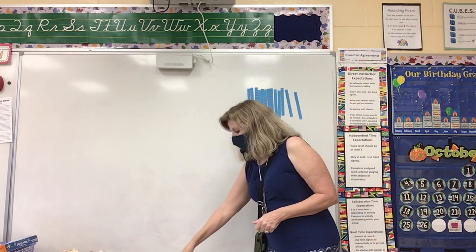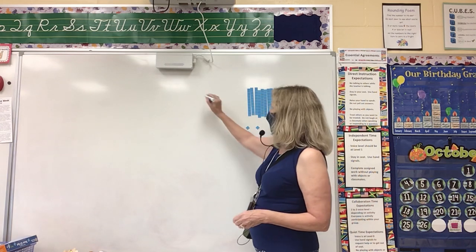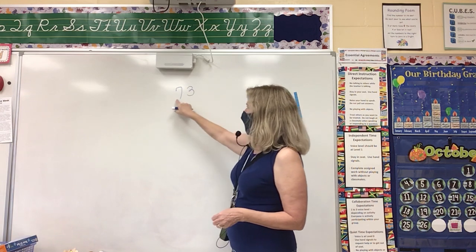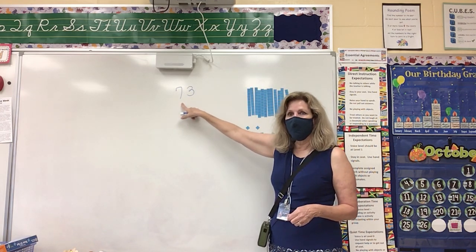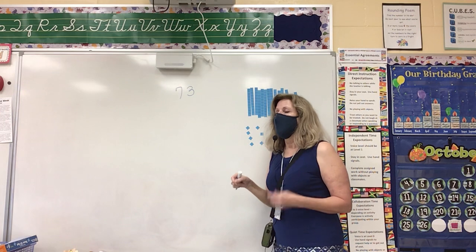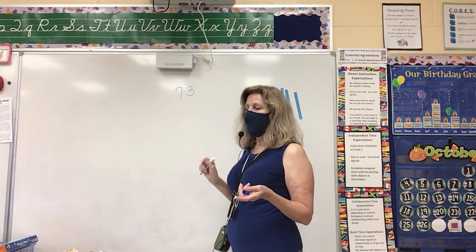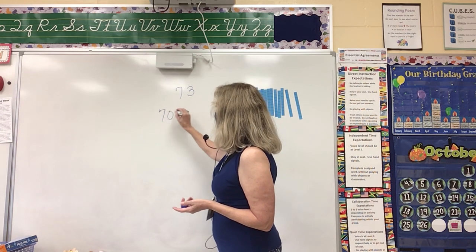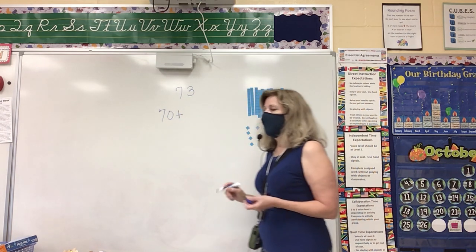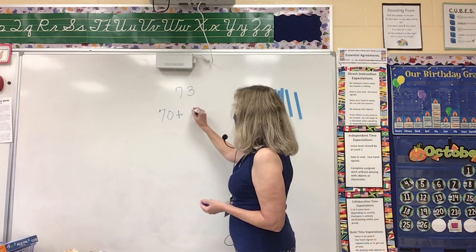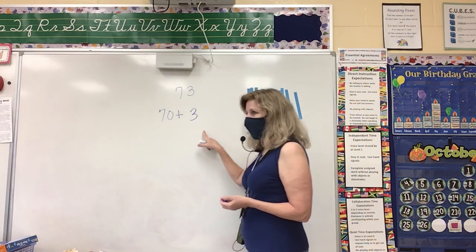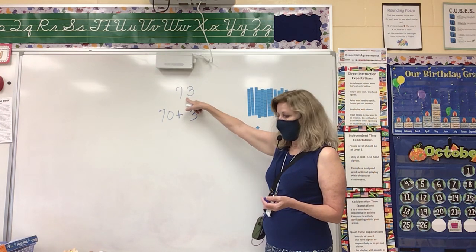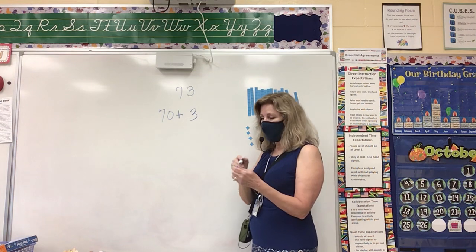So if we take the number 73 in your example that you see, how many tens do we have? Charlotte? 7. We have 7 tens, and 7 tens equals what? 70. How many ones do we have? Stephen? 3. So that is our expanded form. 70 plus 3 equals 73. That's all we are doing.